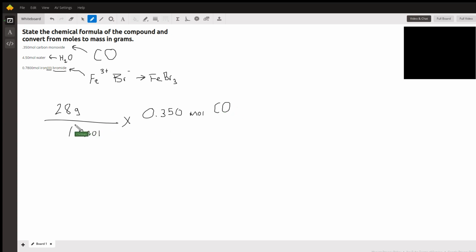Now that I'm multiplying across, it's just like algebra. The units are going to cancel out because I'm multiplying across. I've got moles on top and moles on the bottom, and those cancel out. So all I have to do then is multiply 28 grams by 0.350, and that will give you the number of grams of carbon monoxide you've got.